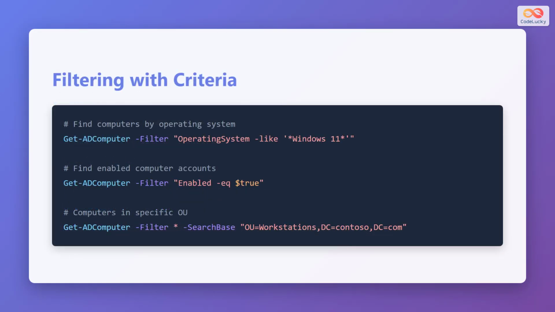Get-ADComputer offers powerful filtering capabilities to narrow down your search results. You can find computers by operating system using the -like operator with wildcards. For instance, filtering where OperatingSystem is like Windows 11 will return all Windows 11 computers. You can also filter by account status, such as finding only enabled computers using Enabled equals true. Additionally, the SearchBase parameter lets you limit your search to a specific organizational unit, making queries faster and more targeted.